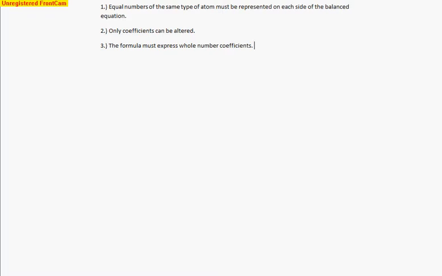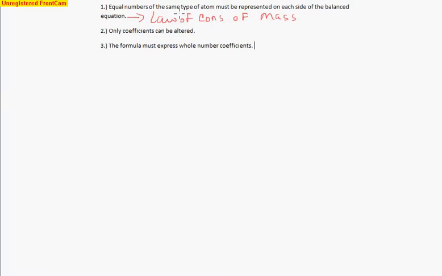So I've written out basically three rules that we always have to abide by whenever we're trying to balance a chemical equation. Number one, equal numbers of the same type of atom must be represented on each side of the balanced equation. Where this comes from is a direct representation of the law of conservation of mass, which states that matter is neither created nor destroyed. So whenever a chemical reaction takes place, we always have to have the same numbers of each element on both sides of the equation.